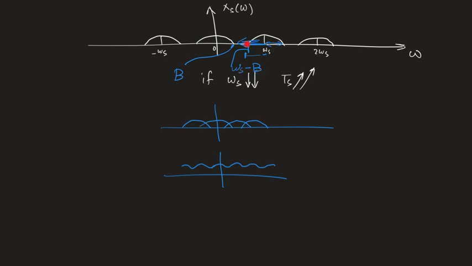So that point must be greater than this. Otherwise, what will happen? They will interfere, right? So the condition is simply that omega s minus b, this point, has to be greater than this point, so greater than b. And this results in omega s has to be greater than 2b.